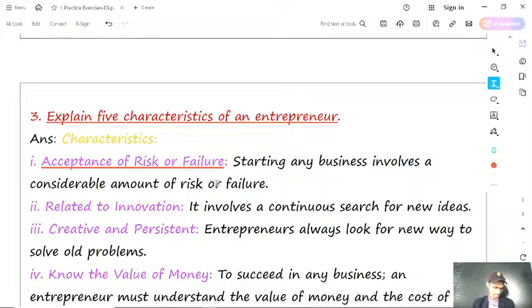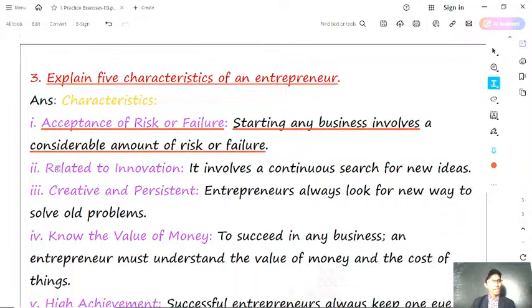Okay, next third question is: explain 5 characteristics of an entrepreneur. See, first characteristic, starting any business involves a considerable amount of risk or failure. Means if you are setting up any business, it involves risk, whether it may be successful or whether your business may fail. And the next characteristic is related to innovation.